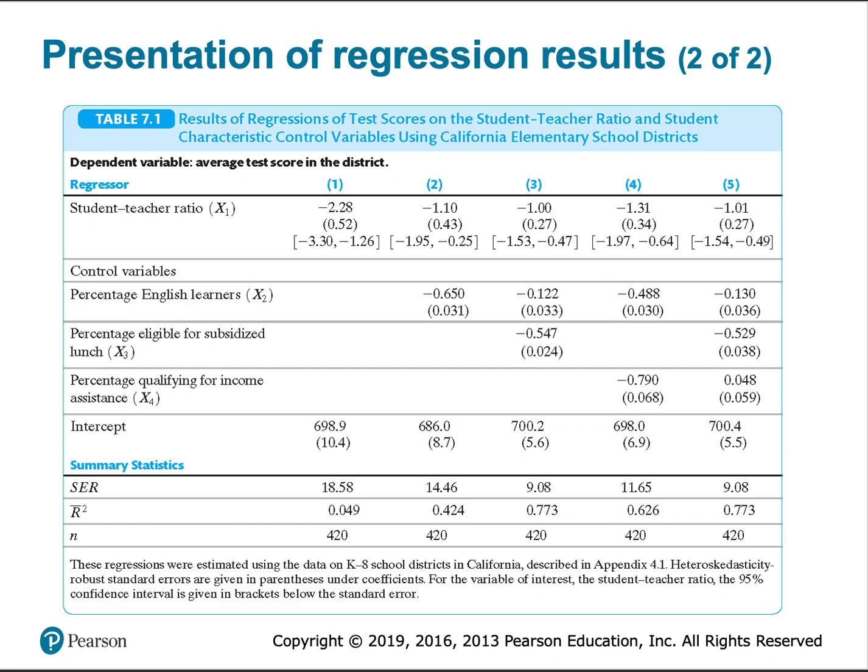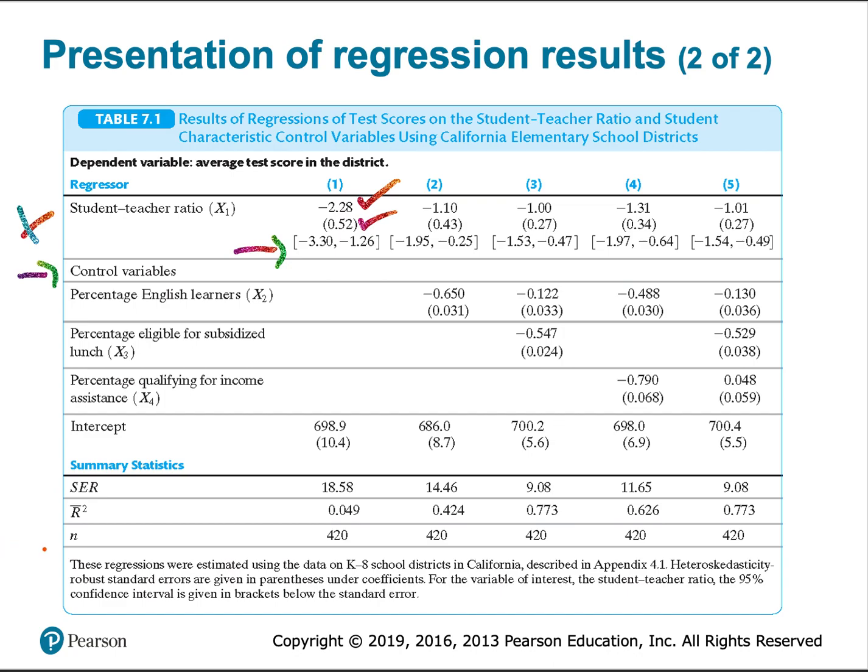Here is a table that's a good example. You have the variable of interest. It is relevant the way that you order your regressors. On the top, you have your variable of interest. You have the coefficient estimate, the standard error, the confidence interval, and then you include your control variables for the alternative regressions. We have regression 1, 2, 3, 4, and 5. We include percentage of English learners in 2, 3, 4, and 5, percentage eligible for subsidized lunch in 3 and 5, percentage qualifying for income assistance in 4 and 5.